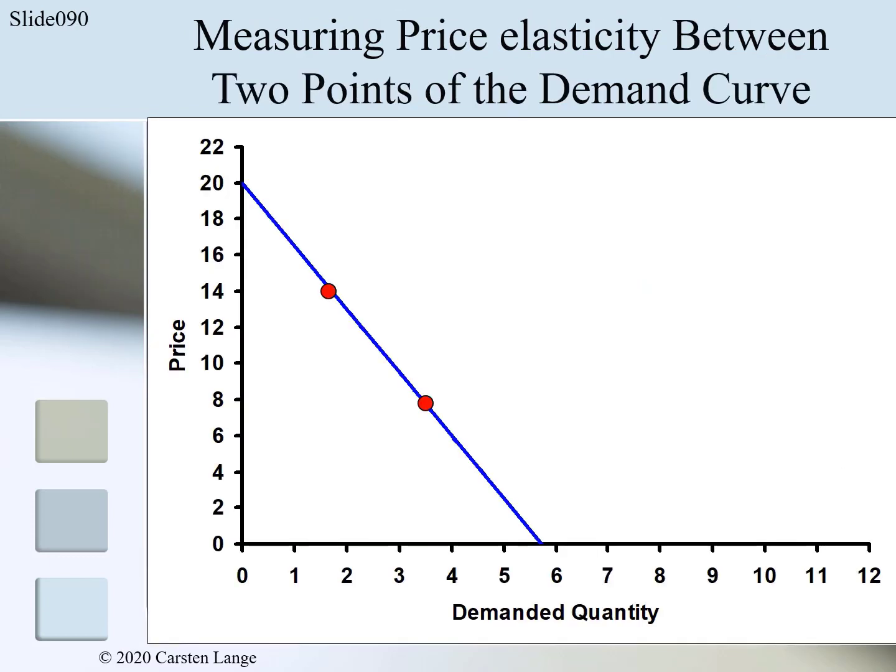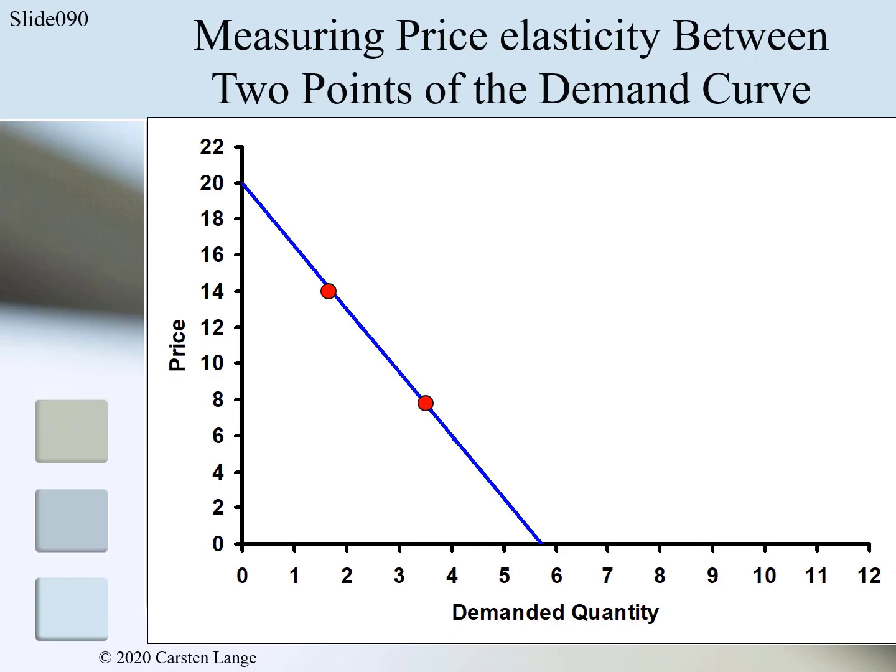You learned how to use the midpoint formula to calculate percentage changes in price and quantity demanded, and then based on these percentage changes to calculate price elasticity of demand. But what if the data are not provided? If, like here, you are supposed to calculate the price elasticity of demand between 2 points on the demand curve. This actually looks way more difficult than it is.